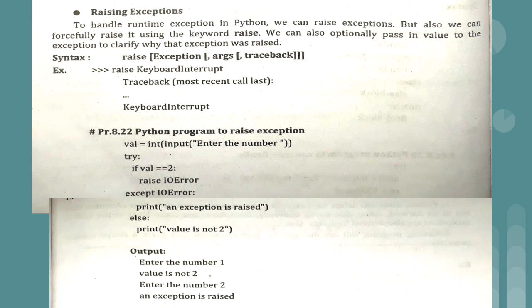Then we are having raising exception. Raising exception means with the help of raise keyword also we can raise the exception, that is we can send the request to the interpreter to send a specific exception. So for that purpose we are having raising exception. So just see the syntax.